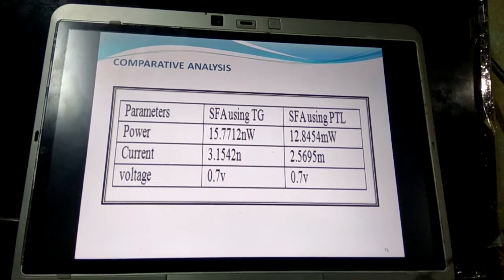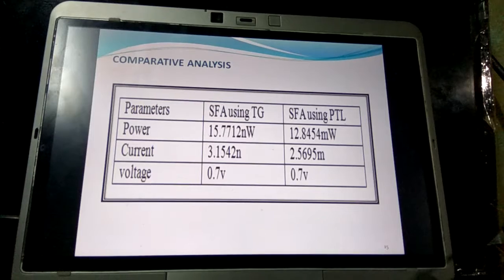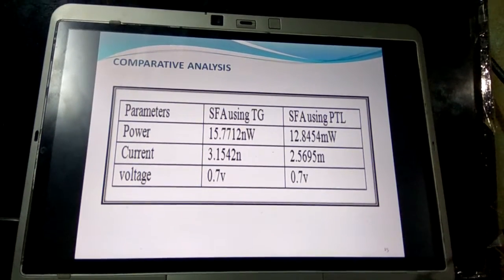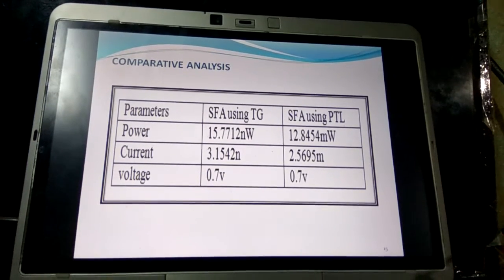From this we can analyze that transmission gate logic has reduced power and it will be the efficient method for designing a circuit which consumes less power. But if we consider in terms of area and the number of transistor count, PTL logic works good.